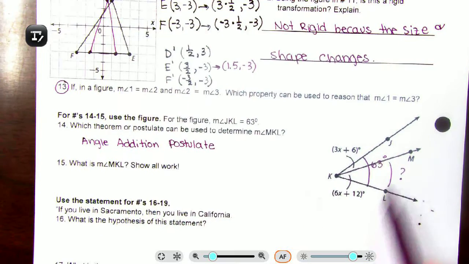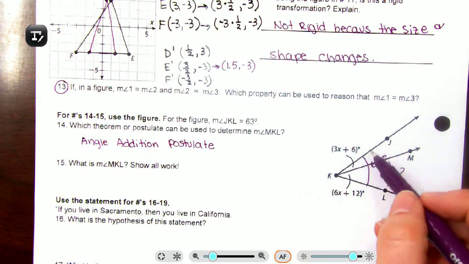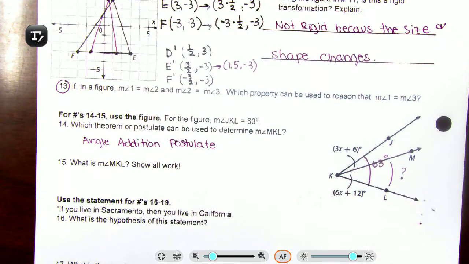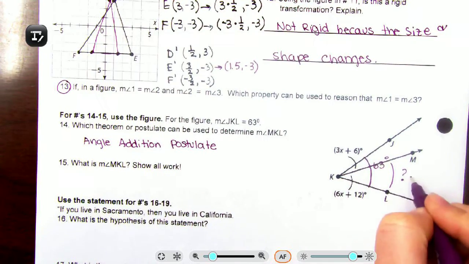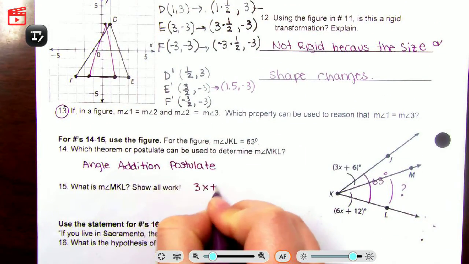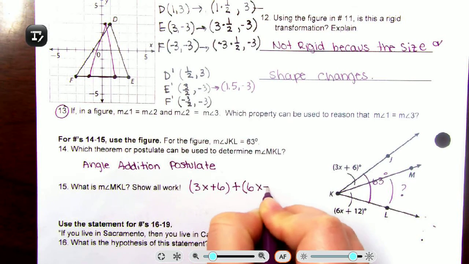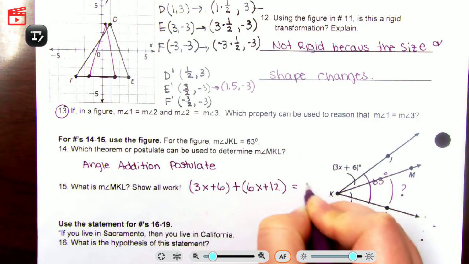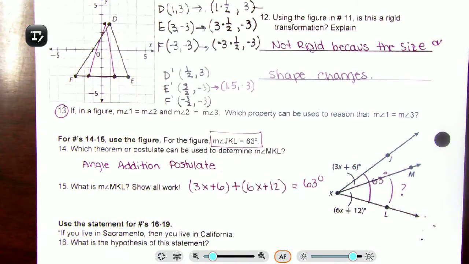It's very similar to the segment addition postulate. What that means is you take your two little angles, or however many angles you have on the inside, add them together, and set them equal to the total large angle. What is the measure of angle MKL? So we're trying to figure this one out. You take your two little ones, 3x plus 6, add them together, and set them equal to the big angle. In this case, they told us the big angle is 63 degrees.